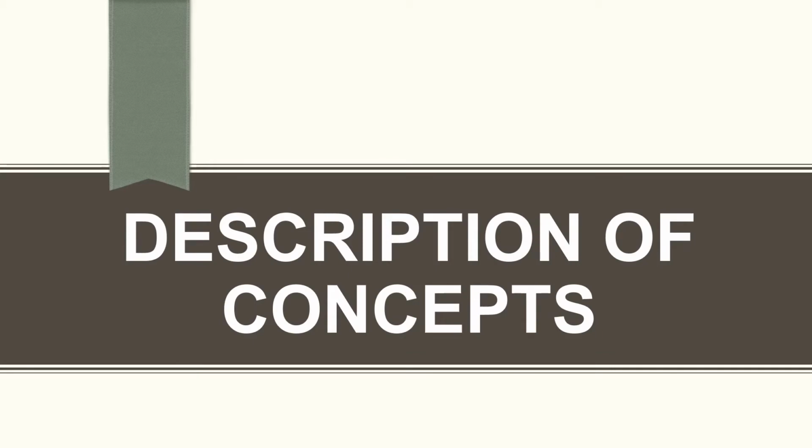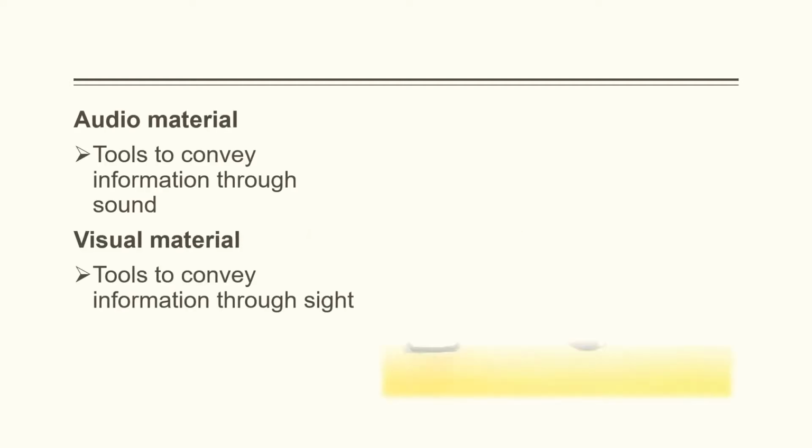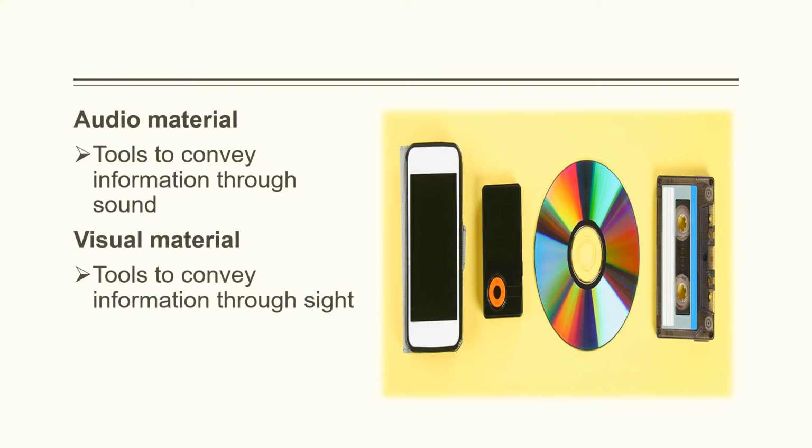Description of concepts. We have audio material and visual material. Audio materials are tools to convey information through sound. For visual material, tools to convey information through sight. An example for audio materials are MP3, tapes, and radio. For visuals, we have phone, laptops, and TV.